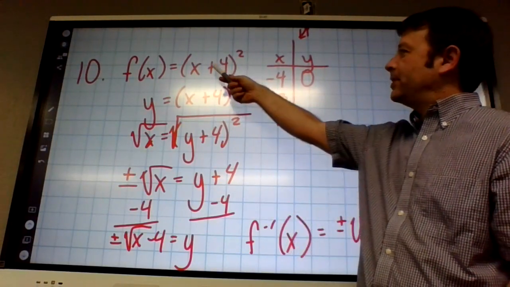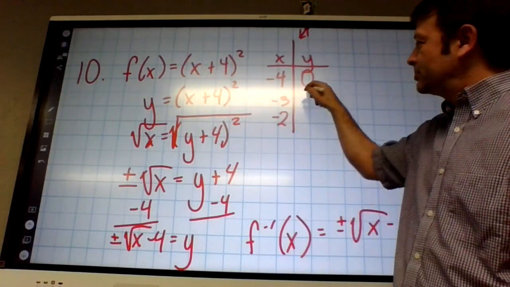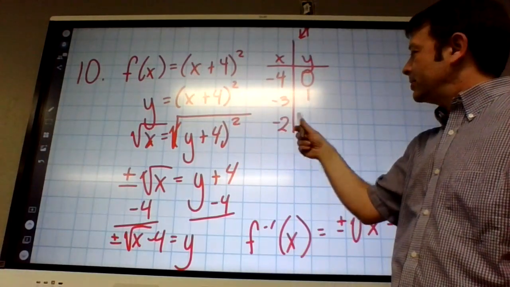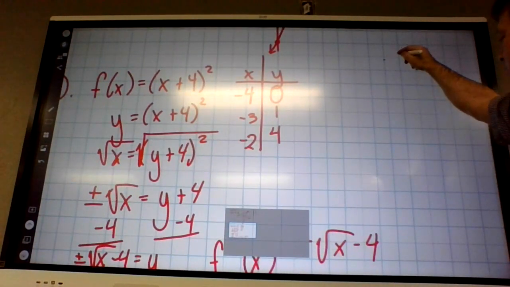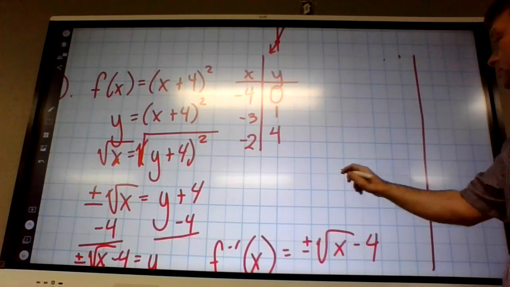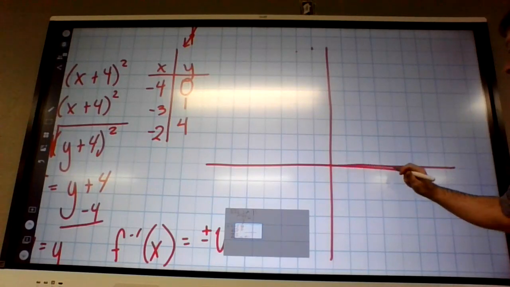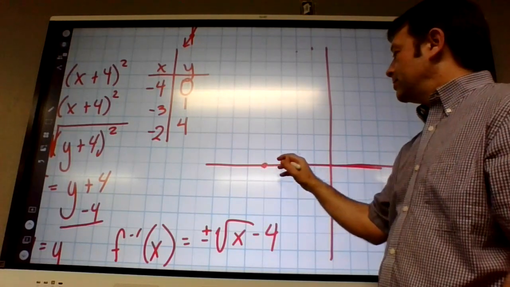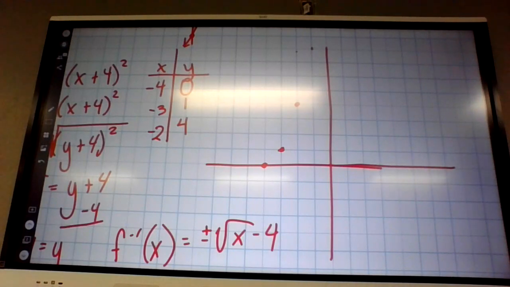Okay, so back to graphing the parabola. If I plug in -3 plus 4 is 1, 1 squared is 1. If I plug in -2 plus 4 is 2, squared is 4. So -4 is 0, -3 is 1, -2 is 4. Then what do I do after that?